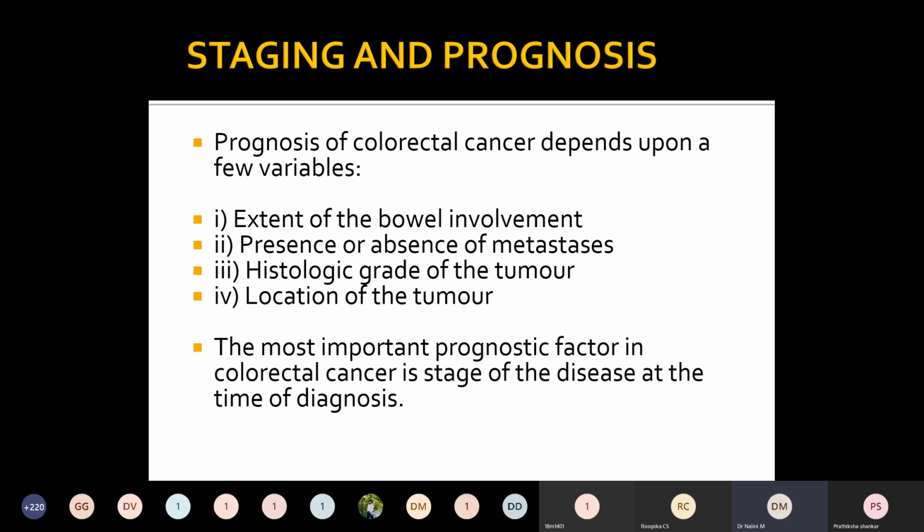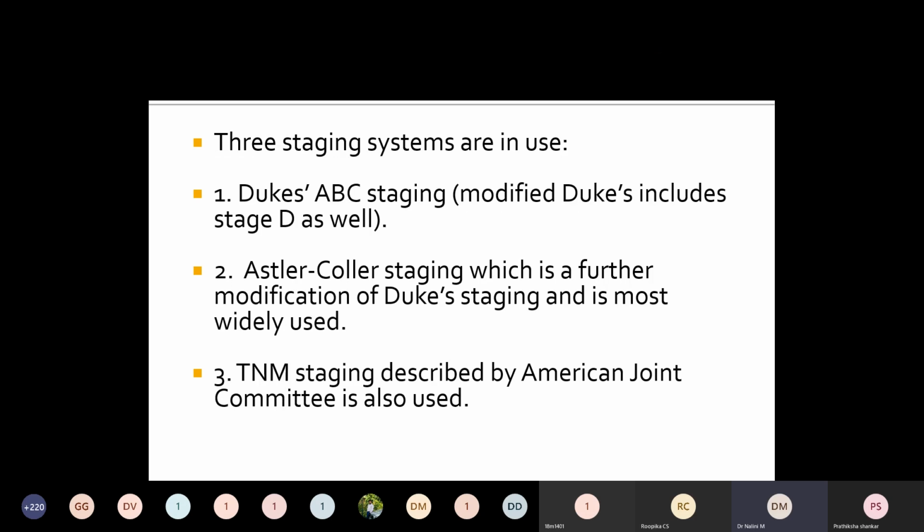Okay, coming to another important aspect of colorectal carcinomas, the staging and prognosis. First thing you have to remember is there are many variables that are implicated in the process. So you have to see what is the extent of bowel involvement, whether there is metastasis or not, histological grade of the tumor, and the location of the tumor. All these variables independently affect the prognosis. Now, among these, the most important is the stage of the disease at diagnosis. That predicts the 5-year survival.